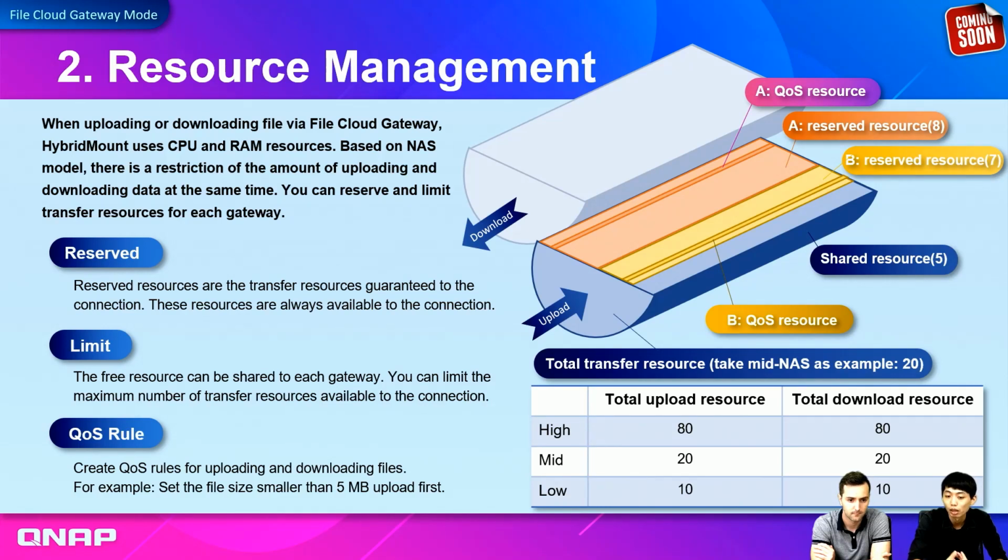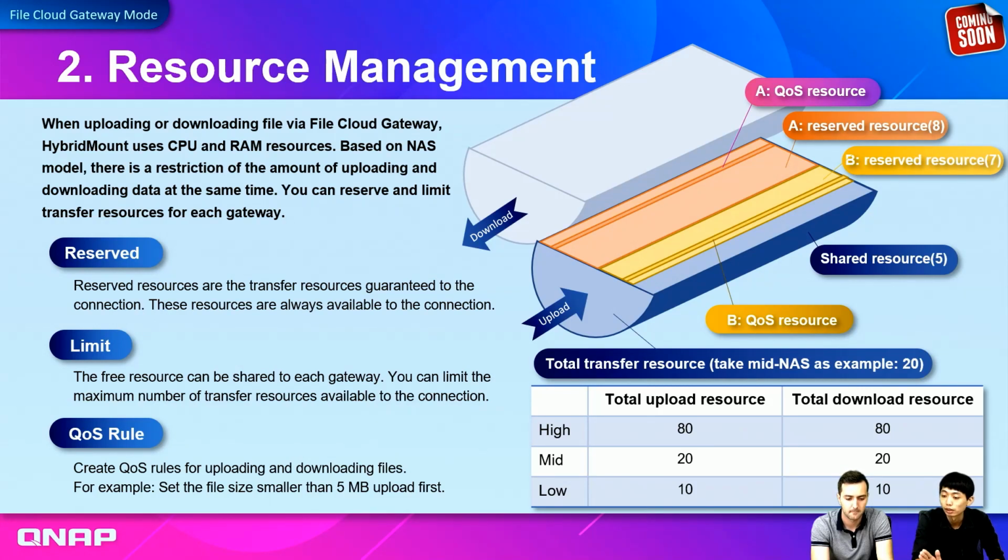So based on the NAS model, there is a restriction on the amount of uploading and downloading data at the same time. You can see the table here. For the high-end NAS, HybridMount can support uploading 80 files at the same time and downloading 80 files at the same time. For the middle NAS, it is 20 and 20, and the low NAS is 10 and 10. So we can manage the resources for every gateway connection.